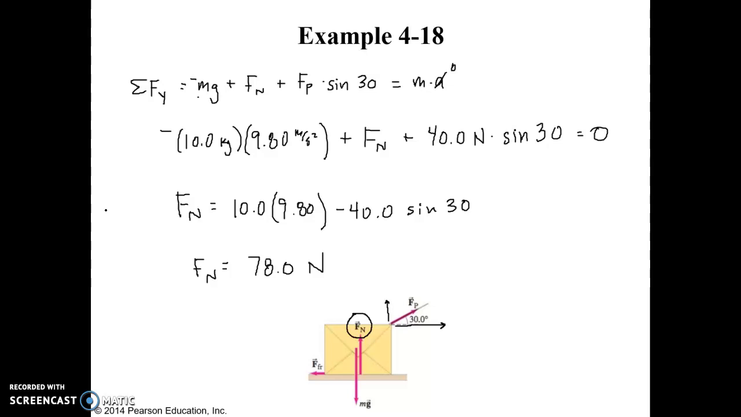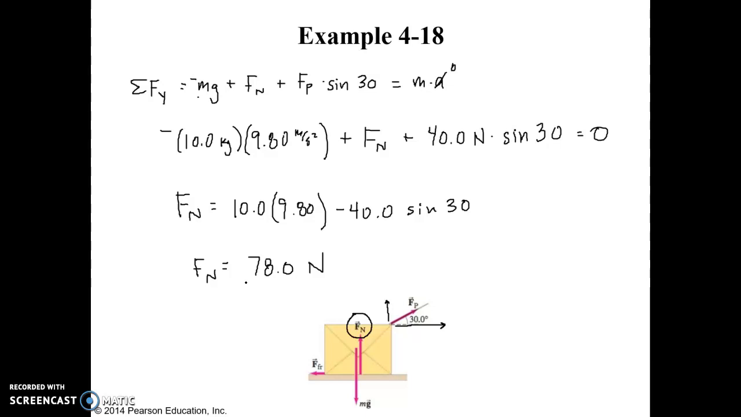Welcome back to our series of videos on Chapter 4 from our Zane State Physics class. We are looking at an example where we have a box on a surface. It is not a frictionless surface. There is friction, and we are pulling at a slightly upward angle, a 30-degree angle with respect to horizontal. And we want to know how this box is going to accelerate.